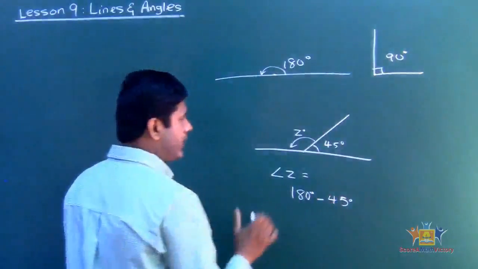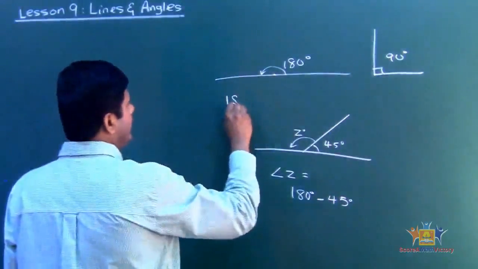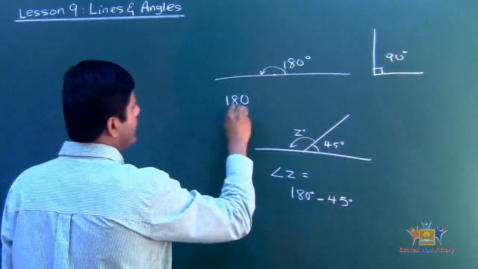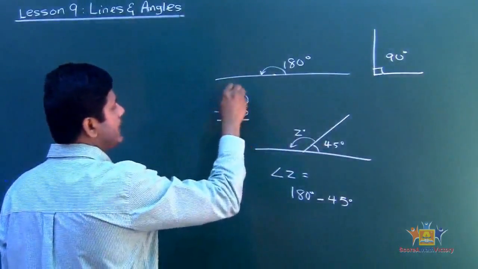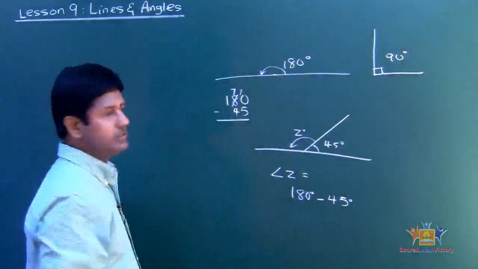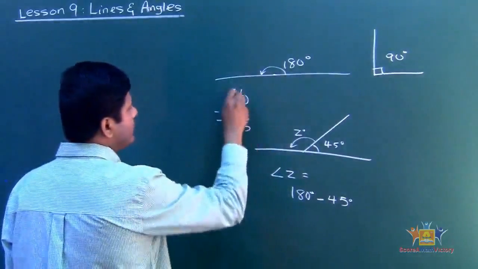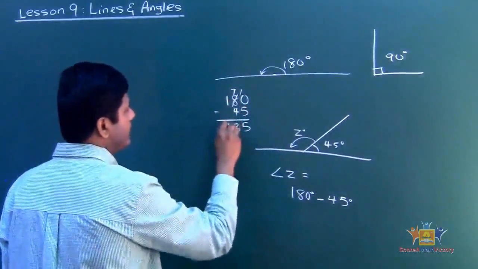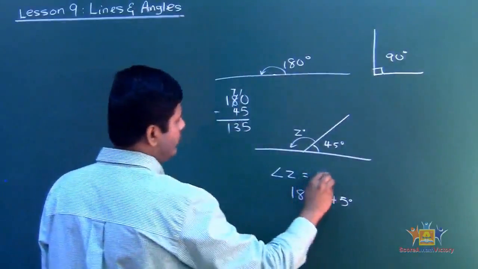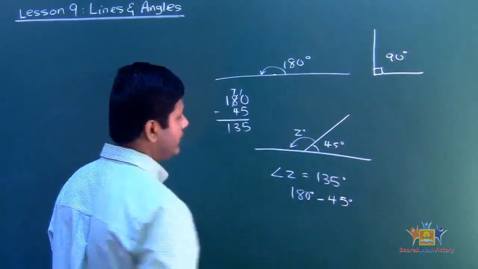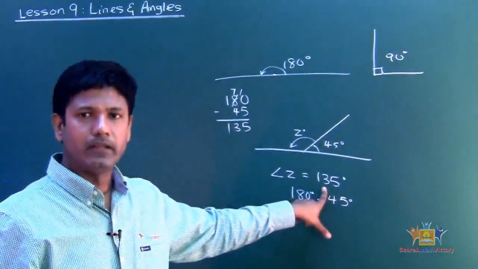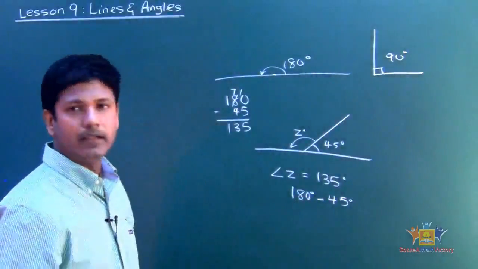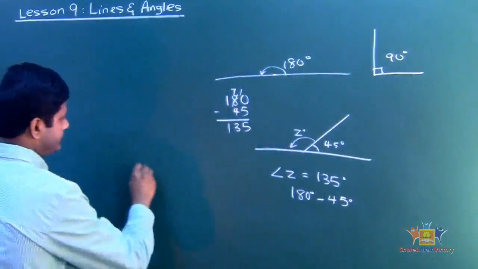So the key is what? Lining them up, okay? So I put 180, I line it up with the 45. 0 minus 5, I cannot, so I borrow from 8, 8 becomes 7, 0 becomes 10, 10 minus 5 is 5, 7 minus 4 is 3, and bring the 1 down. So 135 degrees. What kind of angle is that? It's an obtuse angle, alright? See that?